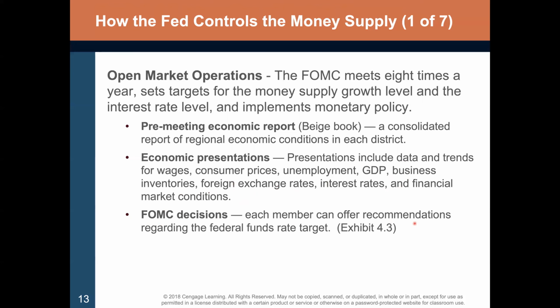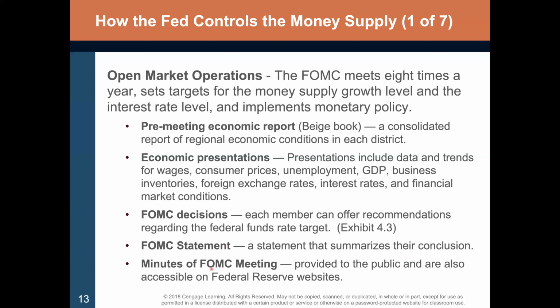Each member can offer recommendations regarding the federal funds rate target. We'll talk about that here in just a second. Then they have a statement after they've made some decisions. Generally, the chairman of the Fed will make a statement that summarizes their conclusions. And then they publish the minutes of their meeting. There's a lot of information that could be gleaned from these minutes. They're provided to the public and are also accessible on the Federal Reserve website.